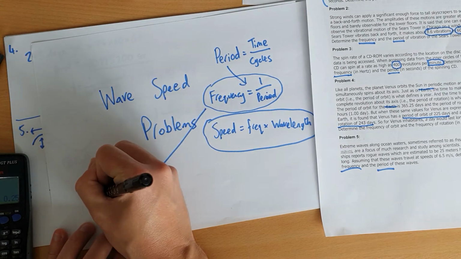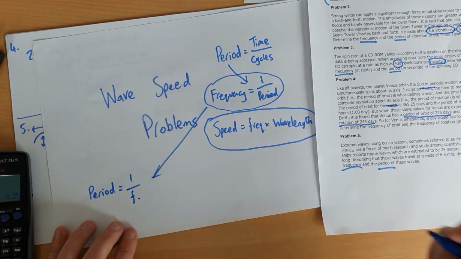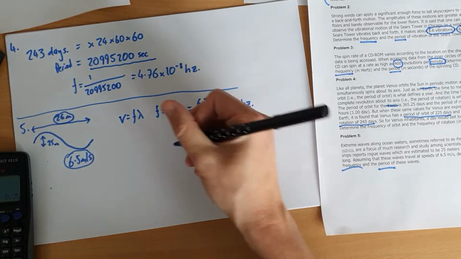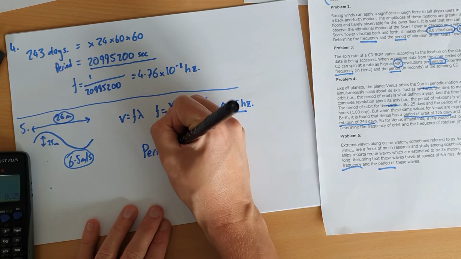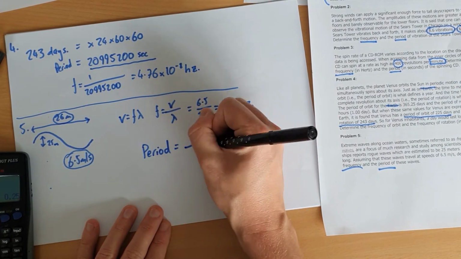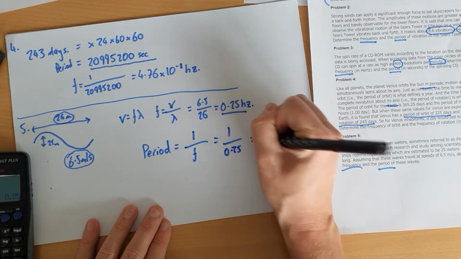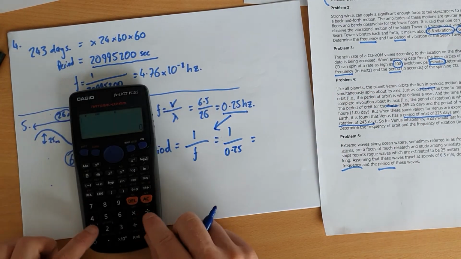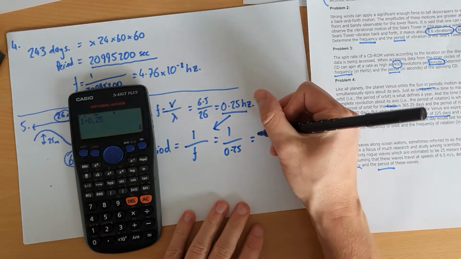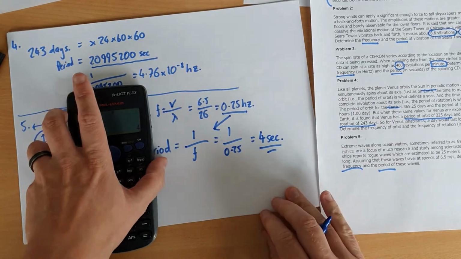Period is equal to 1 over frequency. Okay, so if we then want to work out the period, we do 1 divided by the frequency, which is 1 over 0.25, which is coming from there. So again, 1 divided by 0.25, and this gives us a period of 4 seconds.